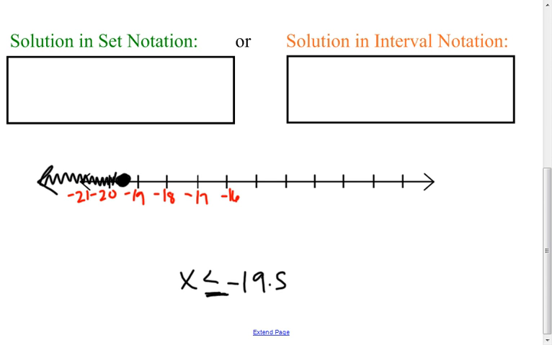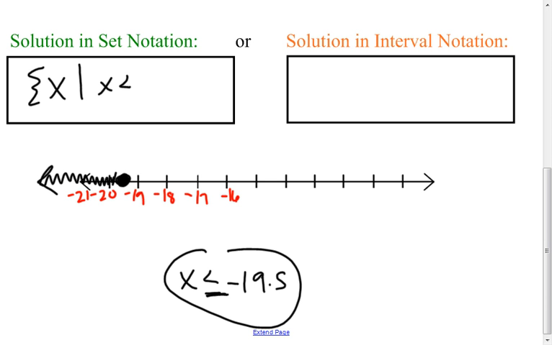Okay? In set notation, set of all x, such that, and then just copy this for me. X is less than or equal to, sorry, negative 19.5. Funky bracket.